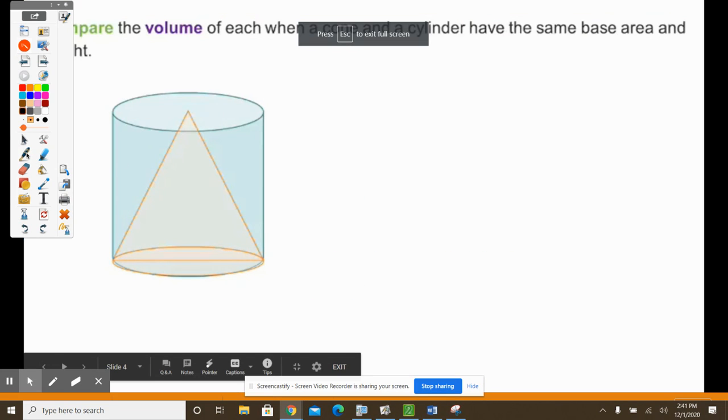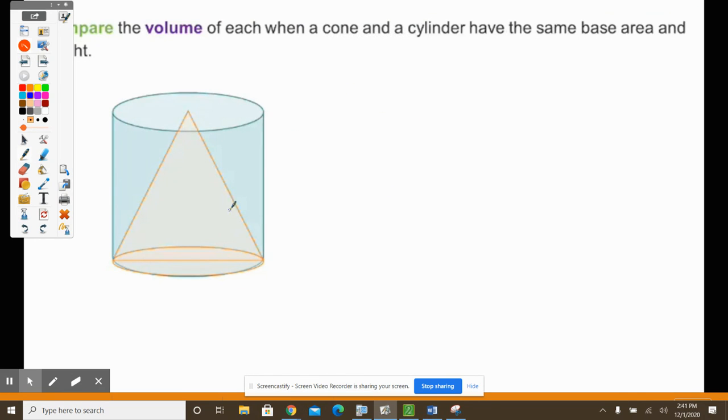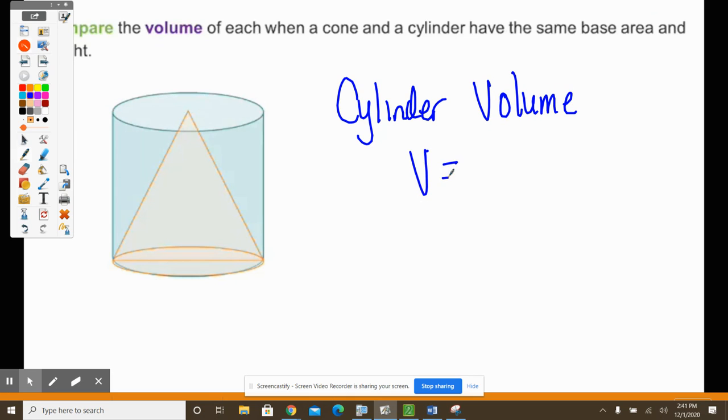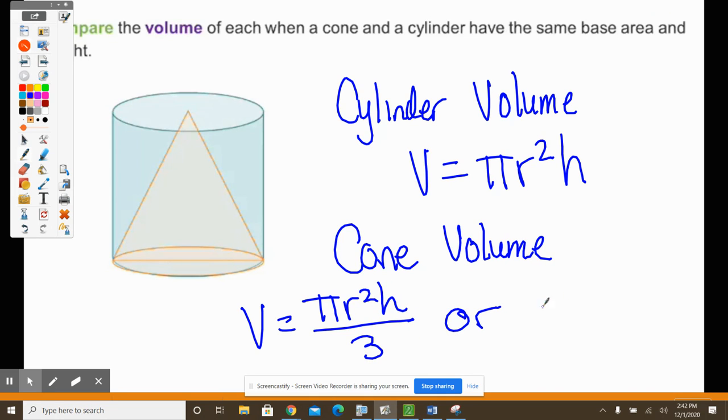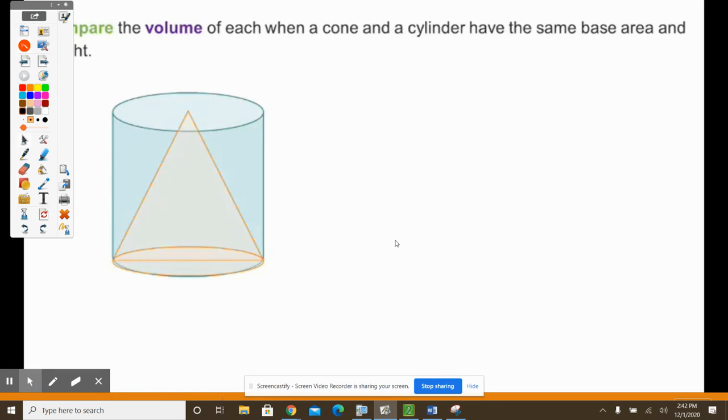Okay, so we're going to talk about that. It does take 3 cones to fill 1 cylinder. So if you remember, the cylinder had volume. We did that a couple days ago. It was pi r squared h. So a cone is going to be one of 2 ways. You can do pi r squared h divided by 3, or you can do a fraction, 1/3 pi r squared h, because it's not as much as the cylinder. It takes 3 of them to fill it up.